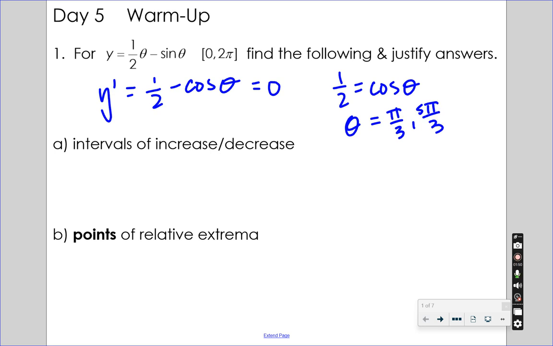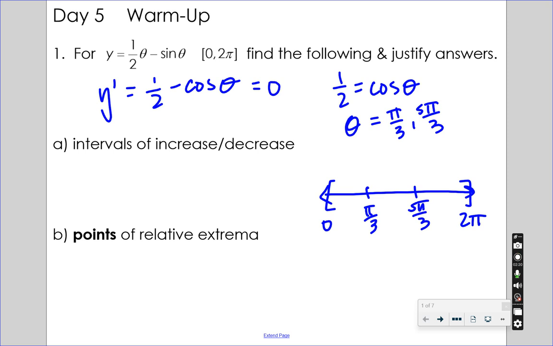All right, from here, we're gonna make a sine line. We're gonna put our critical values on the sine line, so pi over 3, 5 pi over 3. Normally I put negative infinity and infinity on here, but our interval is from 0 to 2 pi, so I'm gonna put 0 and 2 pi on here also. I like to do that anytime there's an interval so that we don't start doing extra stuff that we don't need to do. All right, intervals of increase and decrease.